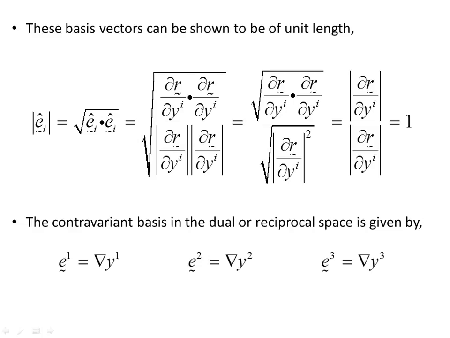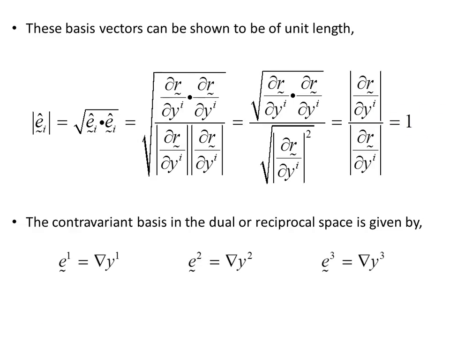These basis vectors can be shown to be of unit length. So the modulus of the basis vector, the general expression for the basis vector E subscript i, is the square root of E subscript i dot E subscript i, which gives you this object here. It's dotted together with these 2 moduli down here. Separate the square root into numerator and denominator. This, by that, is squared, and the square root of it gives you this object here. Now, by definition, this is the modulus of the vector dr/dyi. That divided by that gives you 1. So we've seen now that these basis vectors are orthonormal because they are not only perpendicular, but they are also of magnitude 1.